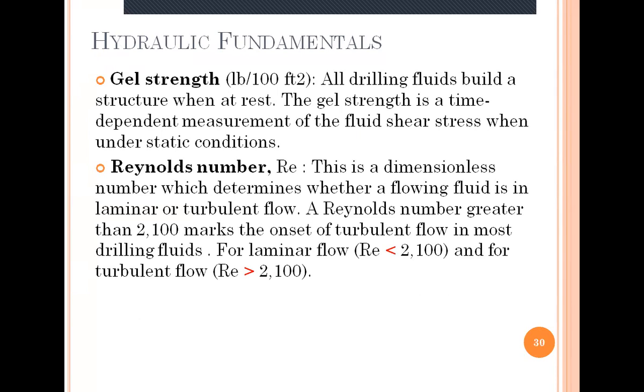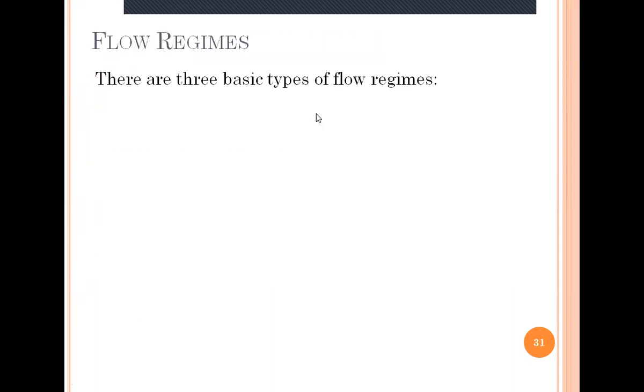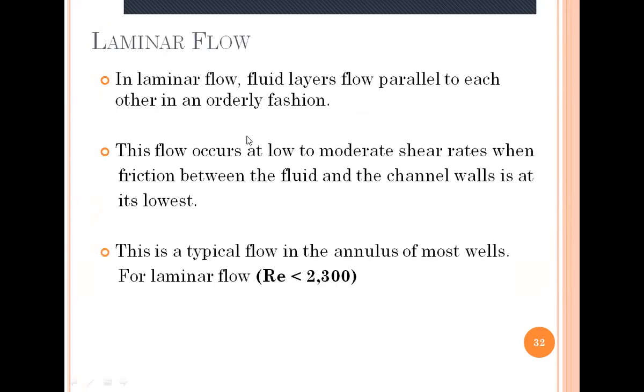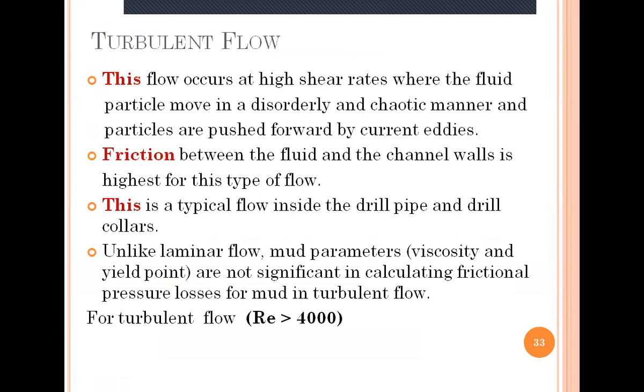You know, we have two types or three types of flow regime. We have laminar flow, and we have turbulent flow, and we have transitional flow. The laminar flow is when the Reynolds number is less than 2300, and turbulent flow is above 4000, and transitional flow in between.